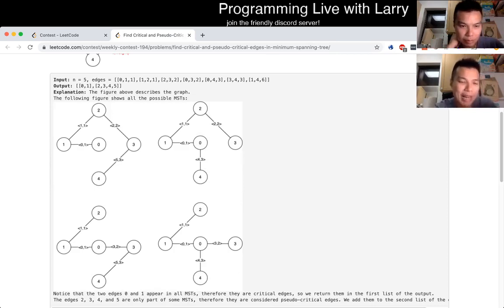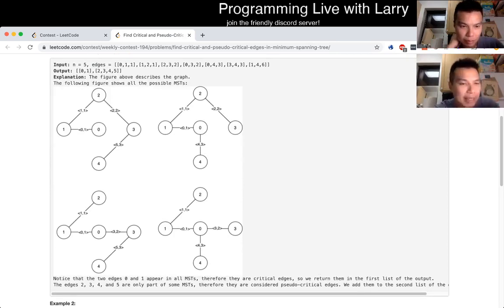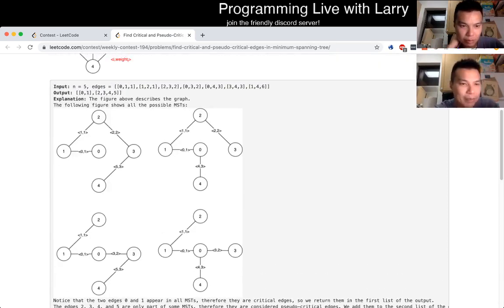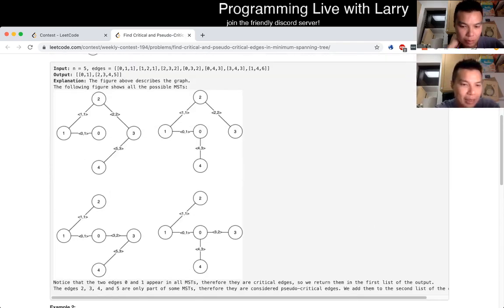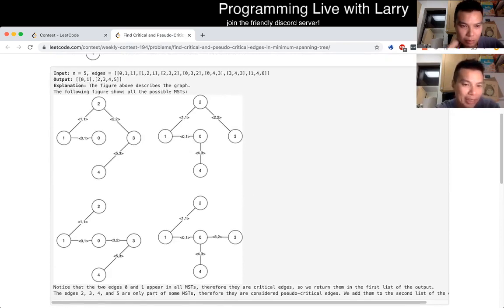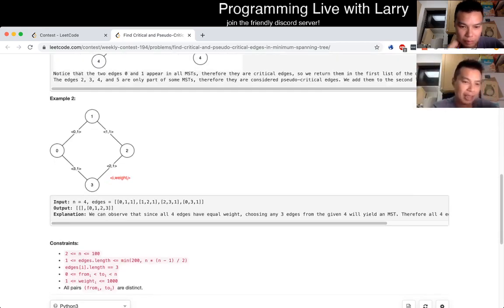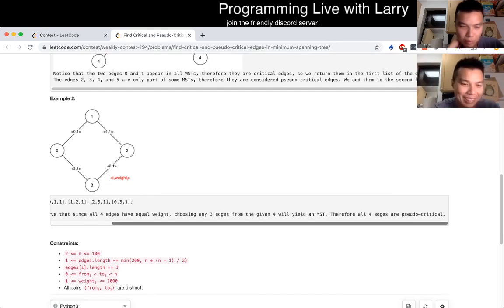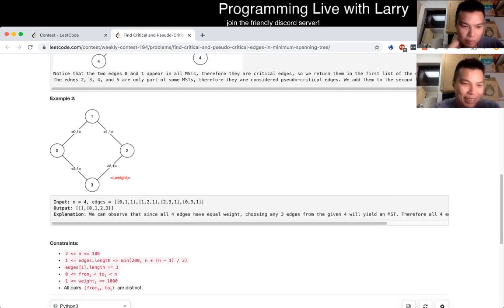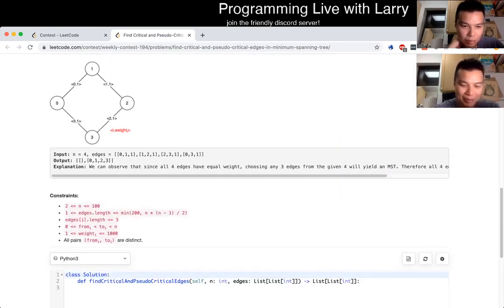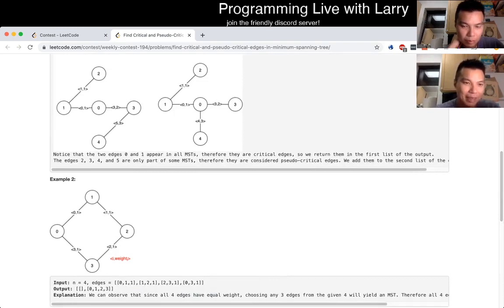I think at this point I was a little bit incorrect in that I thought that the pseudo-critical edges are only the last ones you add. But that's why I was playing around and trying to prove to myself. Thankfully, there were a couple of test cases where that already isn't true. But yeah.